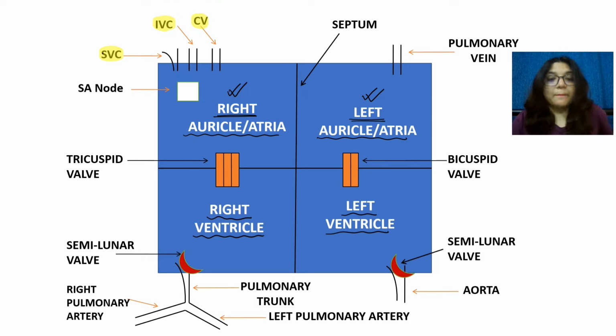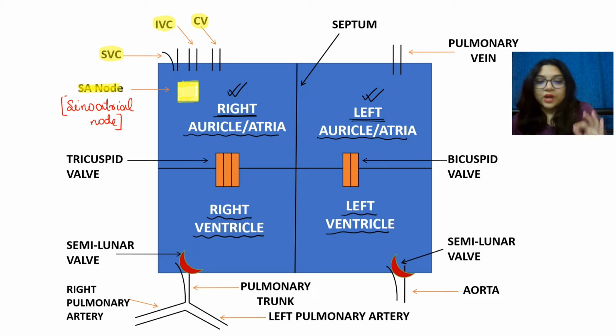Okay, then below that you can see a box-like structure which I have drawn. This is to represent the SA node. What does the SA node stand for? It stands for the sinoatrial node. And the sinoatrial node is known as the natural pacemaker of the heart.